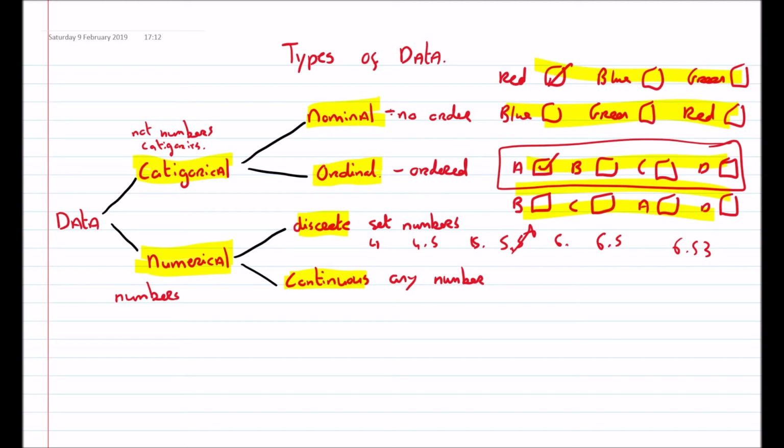Shoe size is a very good example here, in that it's numerical data, it's numbers, but there are set numbers you can have: 4, 4.5, 5, 5.5. We can't just have a 6.53 or 7.23. Whereas with continuous, a good example would be height. If I asked your height, you wouldn't just say 160 centimeters or 162 centimeters. You could actually go more specific.